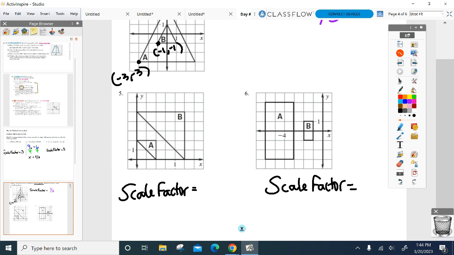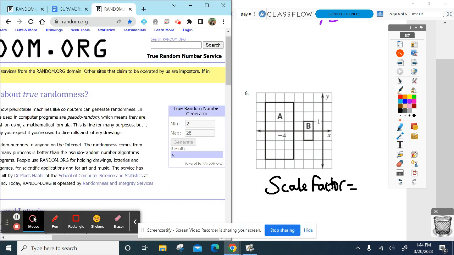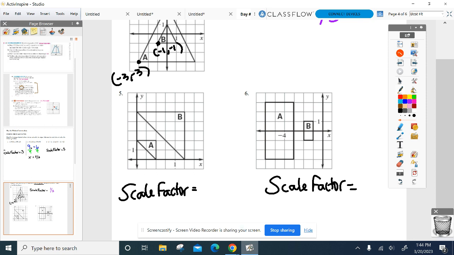All right, this first one. Going from A to B. Hopefully give me something bigger than 1, right? Bigger than 1 because we're enlarging here. Got a little enlargement going on. Oh, boom, 17.